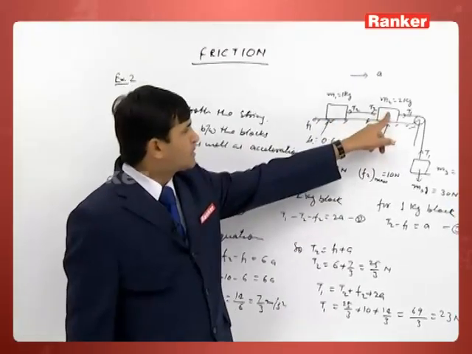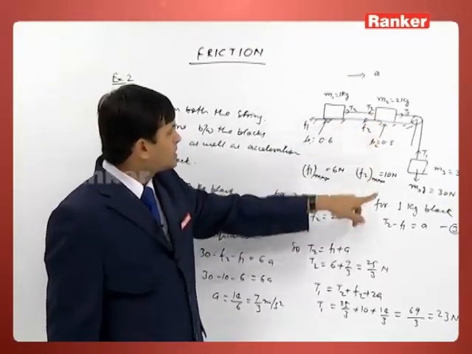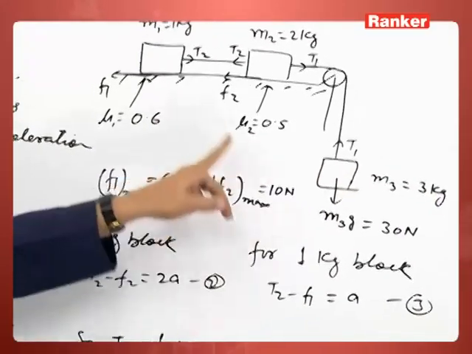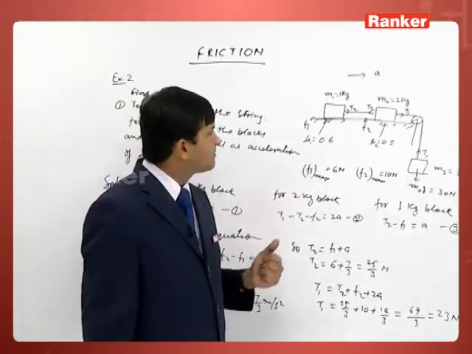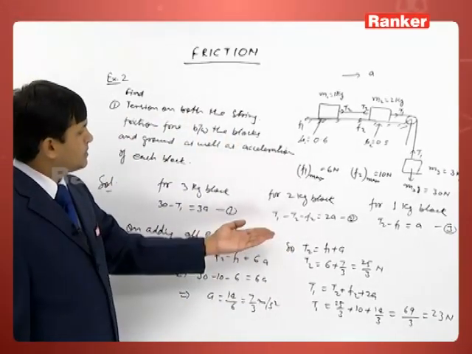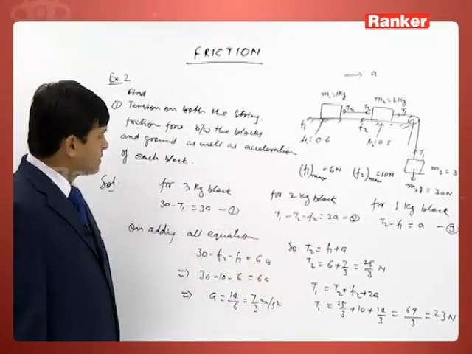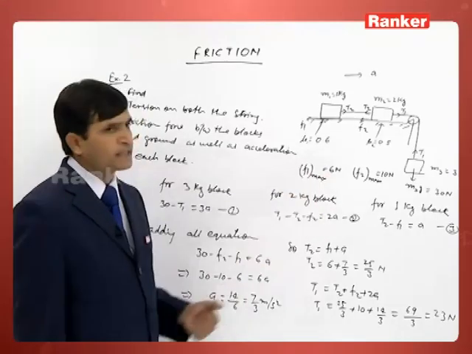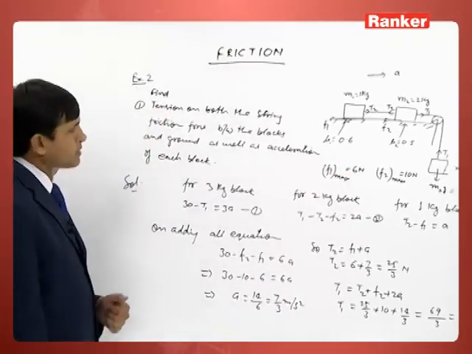Friction between the second block and ground, we have already found, is 10 Newton, and friction between the first block and ground is F1, which we have already calculated as 6 Newton. This is one of the examples.